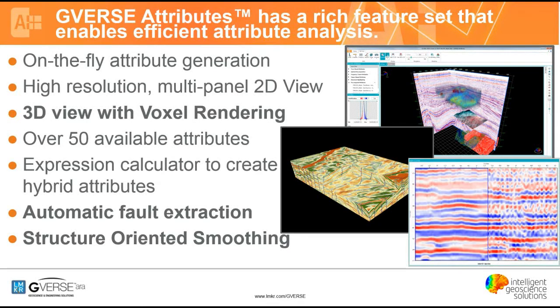interpretations. These are the two automatic fault extraction attributes and the structure-oriented smoothing that helps you get rid of noise and precondition your data for better attribute analysis or for other purposes in your seismic interpretation.